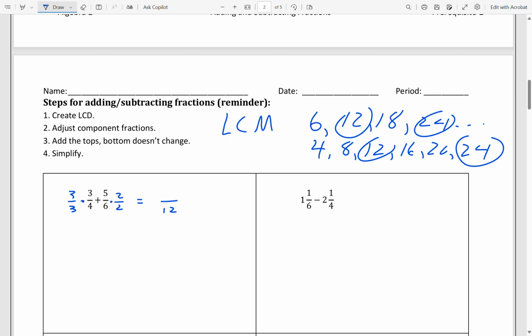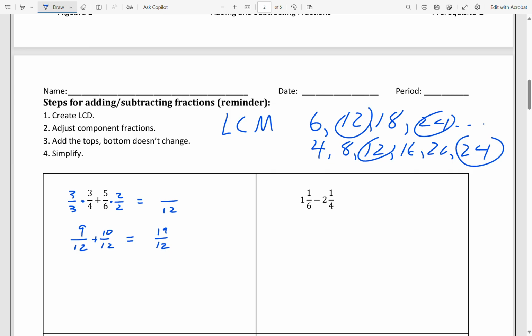2. Now, if I multiplied, I would do top times top, 3 times 3 is 9, bottom times bottom is 12, plus top times top is 10, bottom times bottom is 12, and then I would add the two numerators together, and I would have 19 twelfths. 19 is a prime number, so I know that can't be reduced, and that's the simplest form.